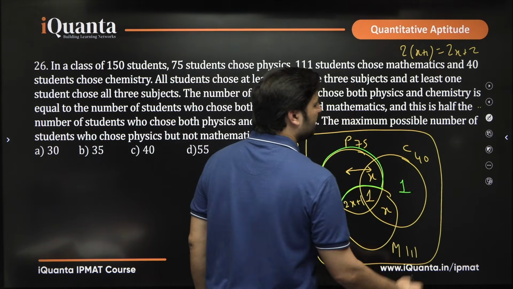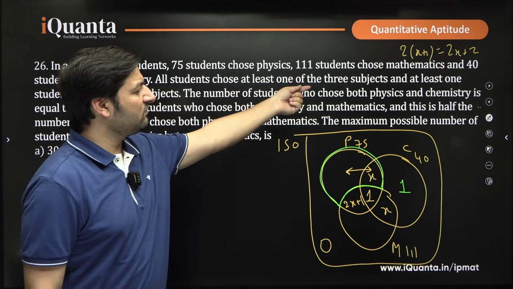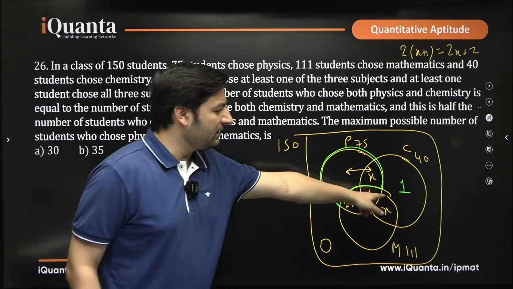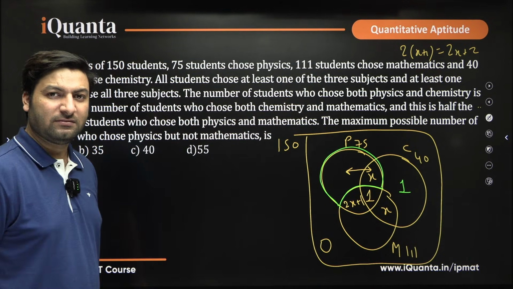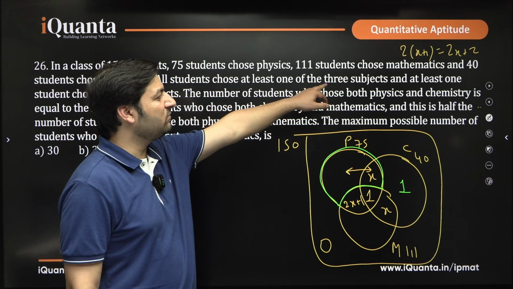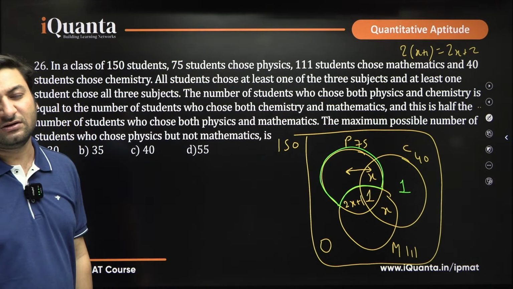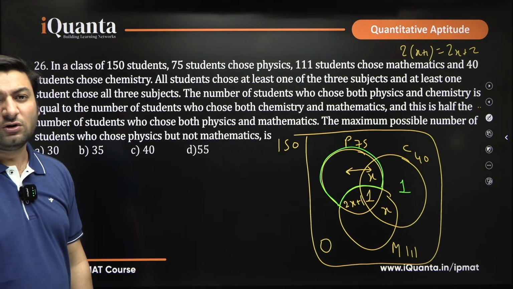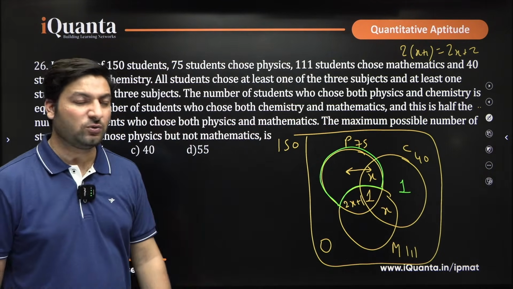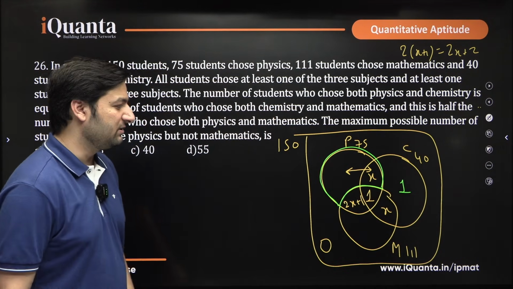We were given that all students choose at least one of the 3 subjects and at least one student chooses all 3 subjects. So, the minimum value that can be given to this will be 1, right? Yes or no? Because all students choose at least one subject. If you put 0 here, that means there are some students who are not choosing anything, right? Because you cannot put 0 here. There would be no student who chooses only chemistry. So, this has to be minimum 1.